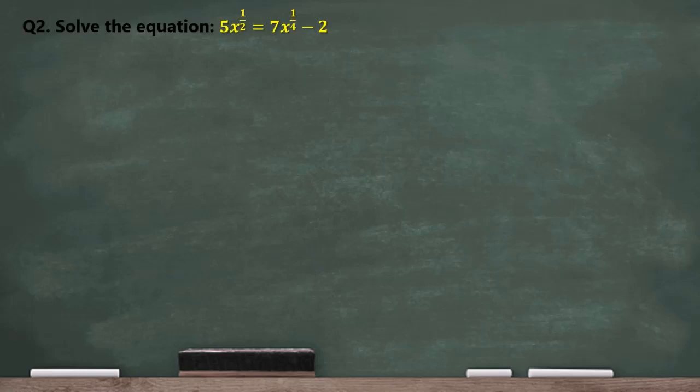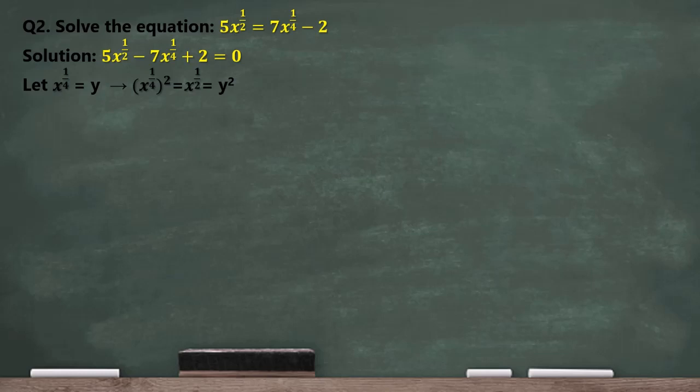So solve the equation 5x raised to the power 1 upon 2 equal to 7x raised to the power 1 upon 4 minus 2. To solve this equation, let x raised to the power 1 upon 4 equal to y, and if we take the square of x raised to the power 1 upon 4, that is x raised to the power half or 1 upon 2, which is equal to y square. Now our reducible equation into general or standard form of quadratic equation is 5y square minus 7y plus 2 equal to 0.